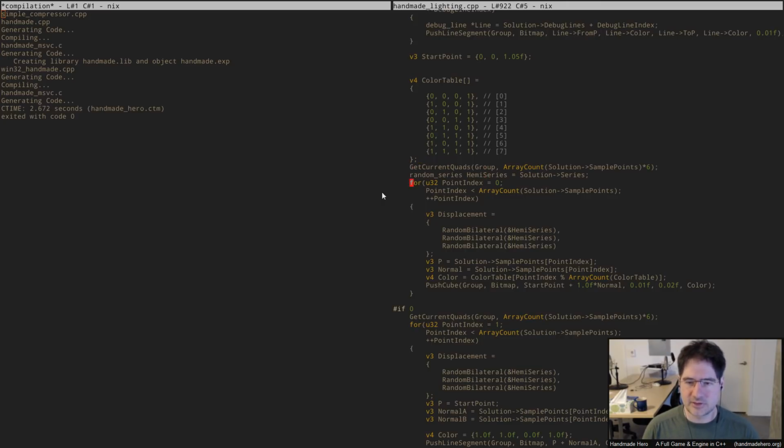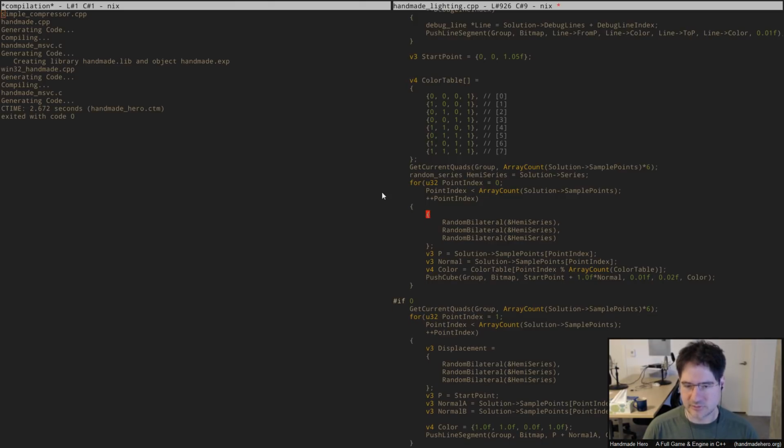Okay, so let's take a look here. If we use our get current quads loop, if we use this loop here, what I'm going to do, I don't know why we're still doing displacement because we don't actually use it.